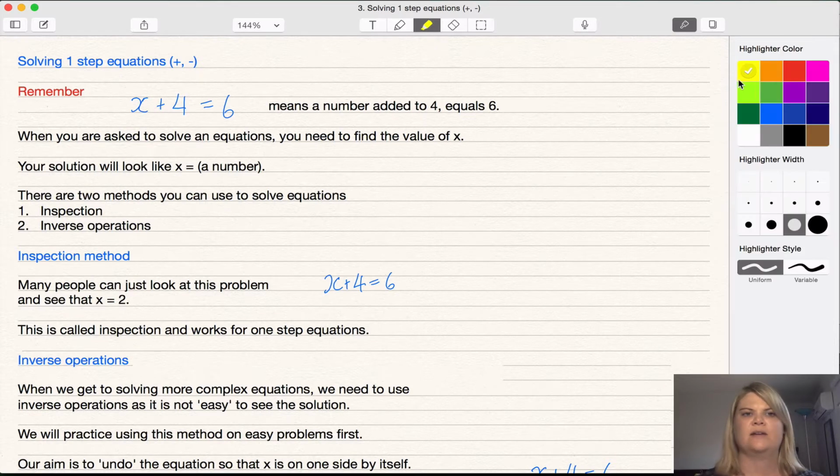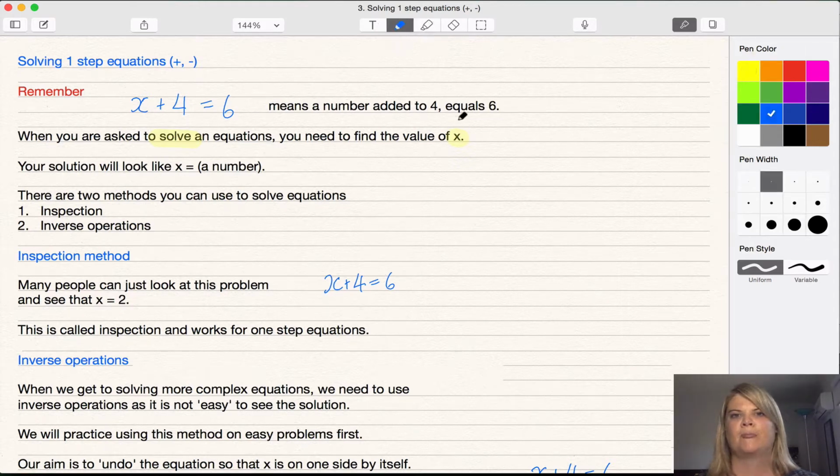Of course, if you had a different pronumeral in there, if you had an a, a b, or a y, whatever, that's what we're trying to find the value of, the pronumeral. Your solution will look like this: x equals a number. So it might be x equals 16 or x equals -2. It'll be whatever the number is.